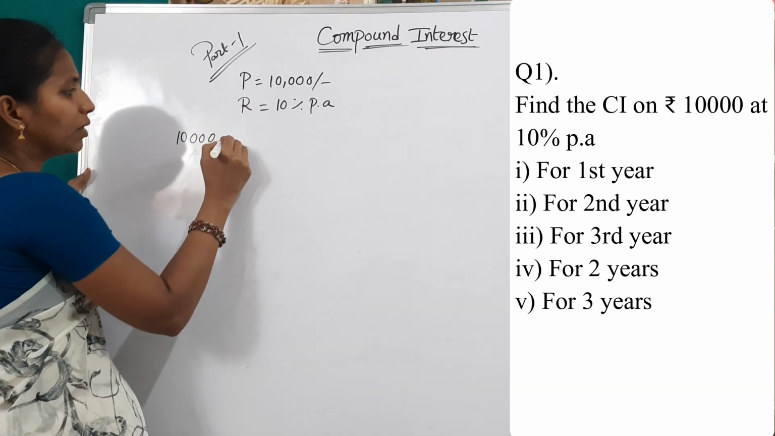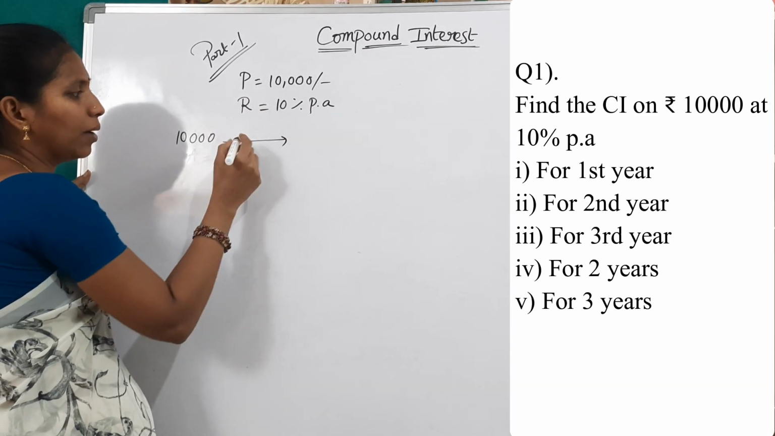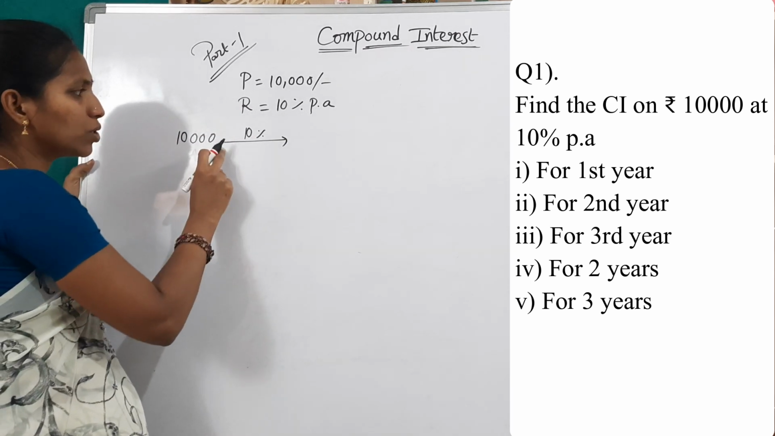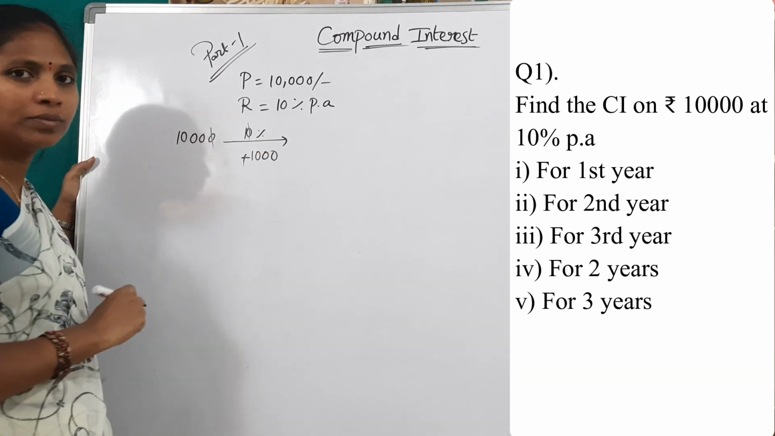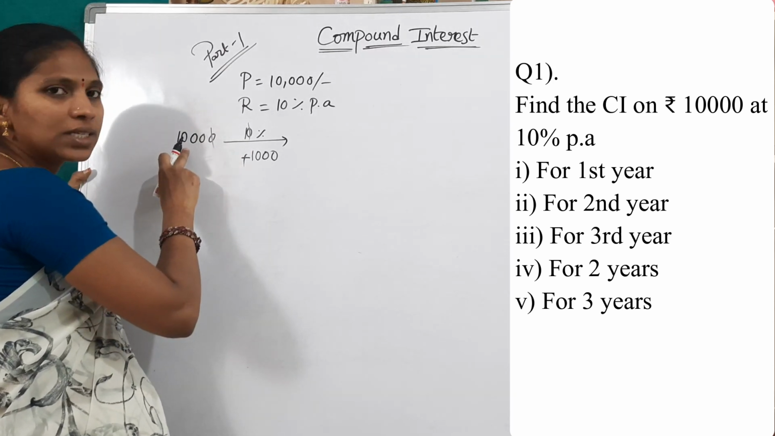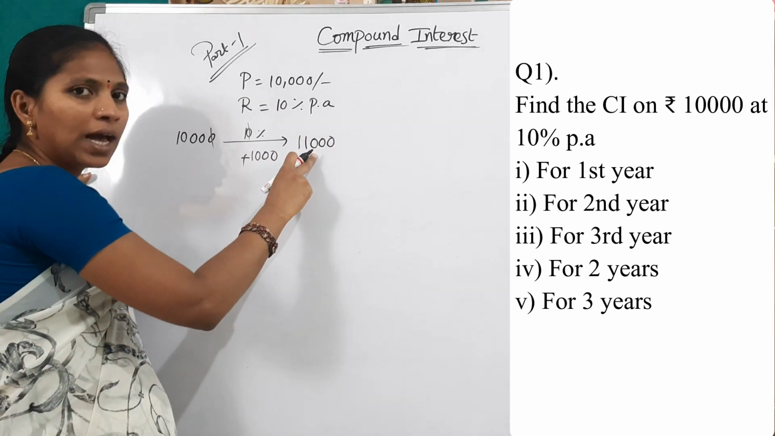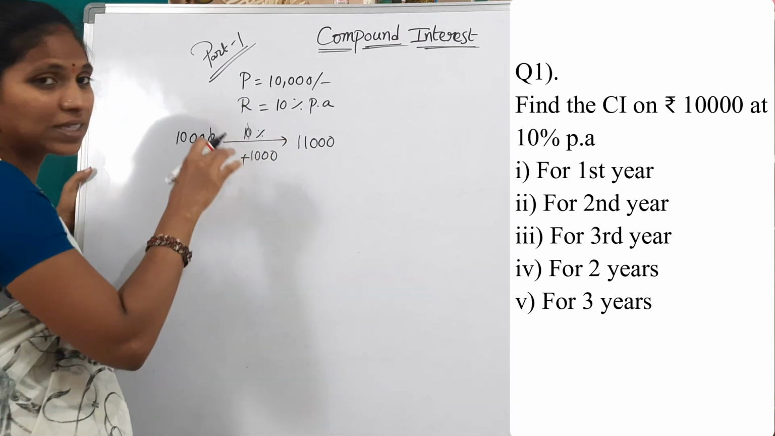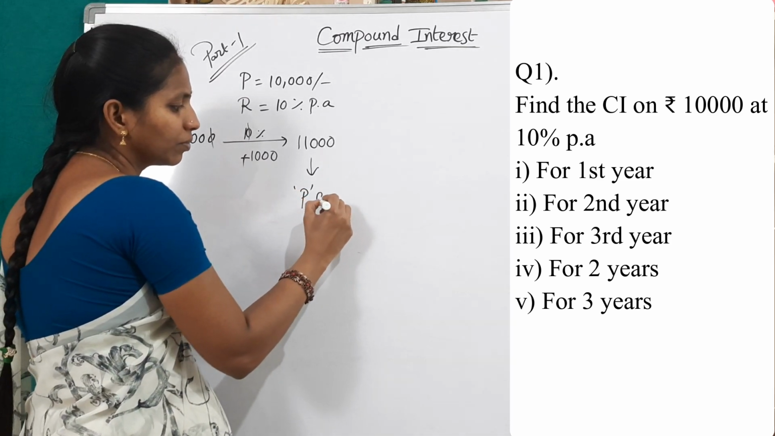Principal. This is the traditional method. On this principal, what is the rate of interest? 10% per annum. Calculate 10% on this 10,000 rupees. Then what is the amount? 1000. First year interest is 1000 rupees. Add this 1000 to this 10,000. Then 11,000 is the result. This is the amount after the first year and the principal for the second year, because this is compound interest.